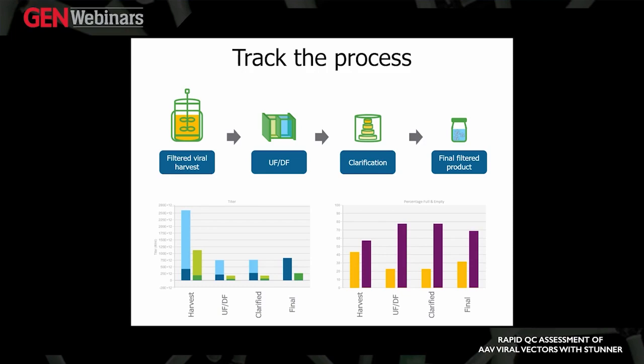All of the data shown here was performed in triplicate on 3 different samples for each step of this process. So it's 9 different reads, which the Stunner measured in about 20 minutes, allowing for much faster insights into a process than running a qPCR or ELISA assay.